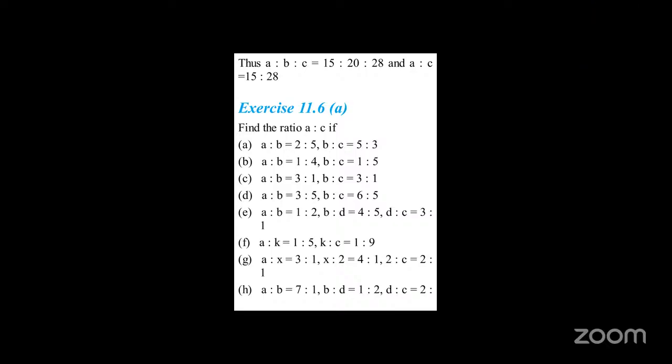So in this case, I was saying that we have three ratios. We have A ratio B, which is equal to 1 ratio 2. Then we have the second one, B ratio D, given by 4 to 5. Then the third one, D to C, which is equal to 3 to 1.